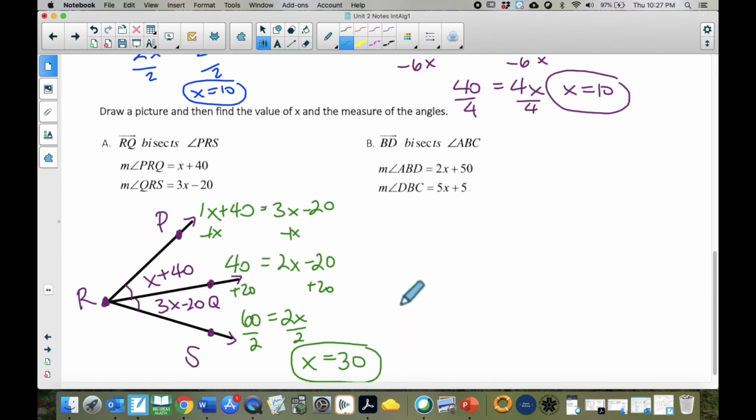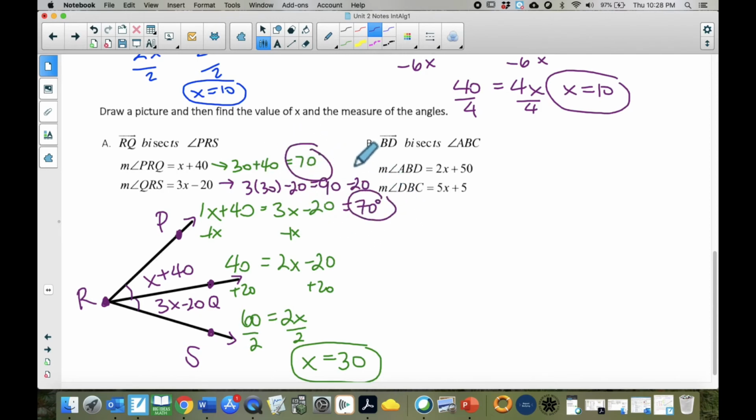All right, I know we're not done because we had to do three things. Draw a picture, did that. Find the value of x, did that. And find the measure of the angles. We need to take this 30 and plug it in. Okay, if we plug it into the top one, we get 70 degrees. If we plug it into the bottom one, we also get 70 degrees because 3 times 30 is 90, minus 20 is 70. So both of them are 70. That's a little bit of a check because they're supposed to be. If it bisects, they should be equal, and they are.